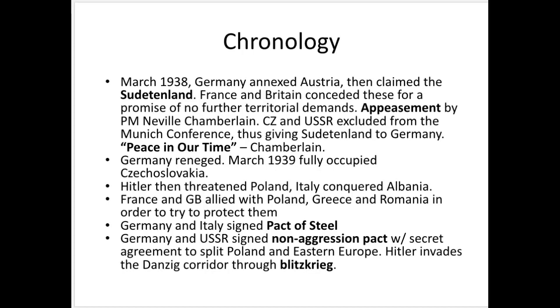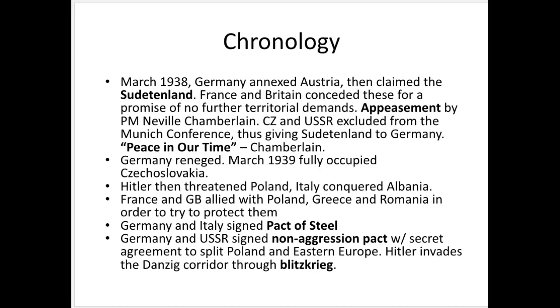Then Hitler looks at Poland, threatens Poland. Meanwhile, Italy conquers Albania. France and Great Britain are allied with Poland, Greece, and Romania in order to try to protect them. So doesn't this sound familiar, right? This is almost like that lead up to World War I, right?